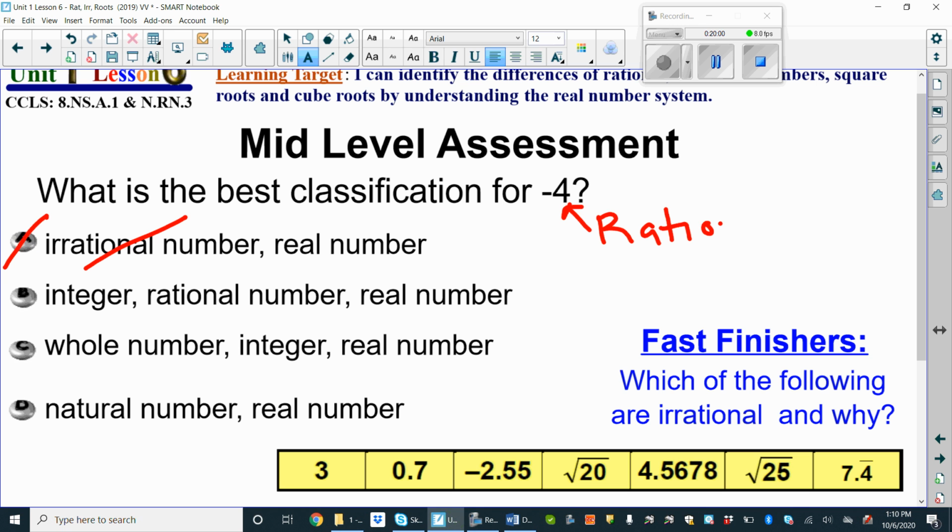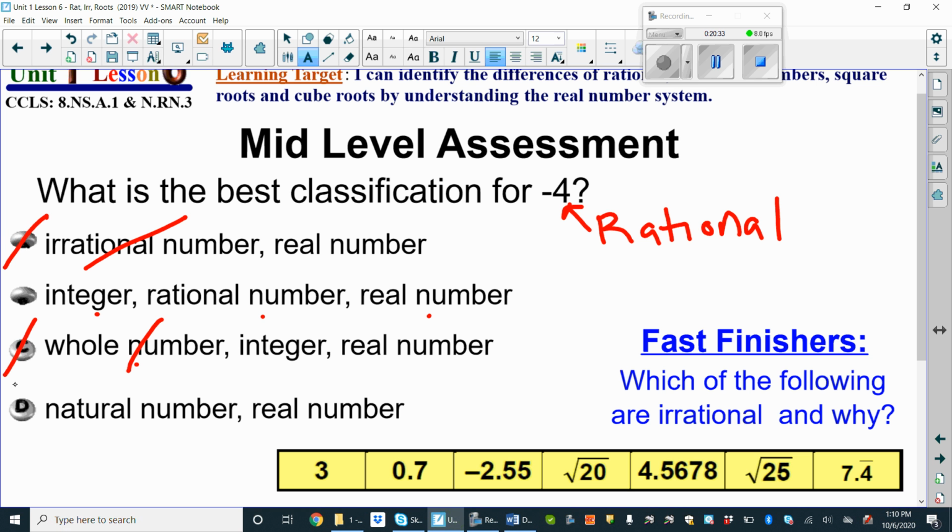So we're going to cross out anything else that possibly says irrational, but thankfully nothing else says that. It is an integer, it's a rational number, and it's a real number, yes. So B is still going to be in the running. Is it a whole number? Whole numbers are anything from 0 and higher, so that does not include negative numbers. So -4 is not a whole number, so C is out.